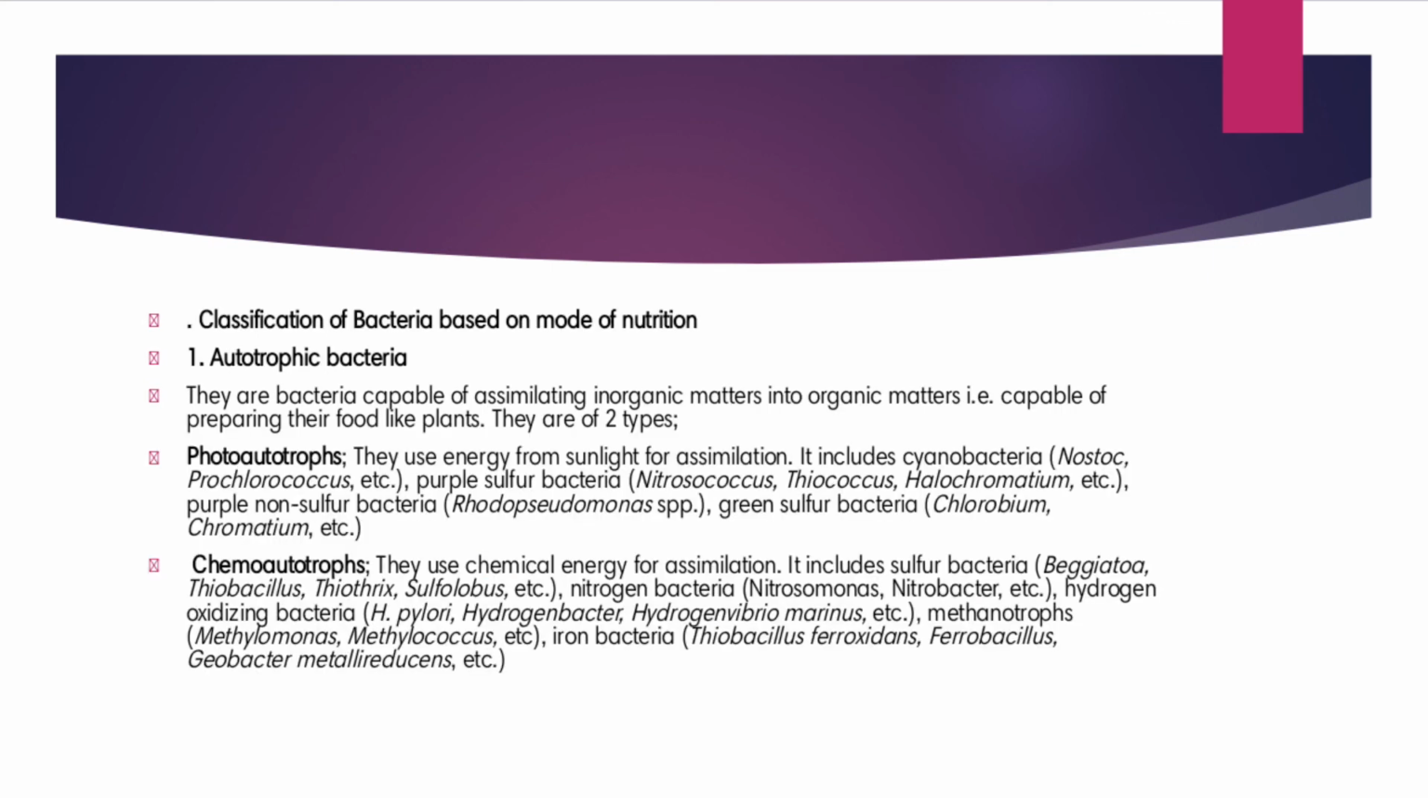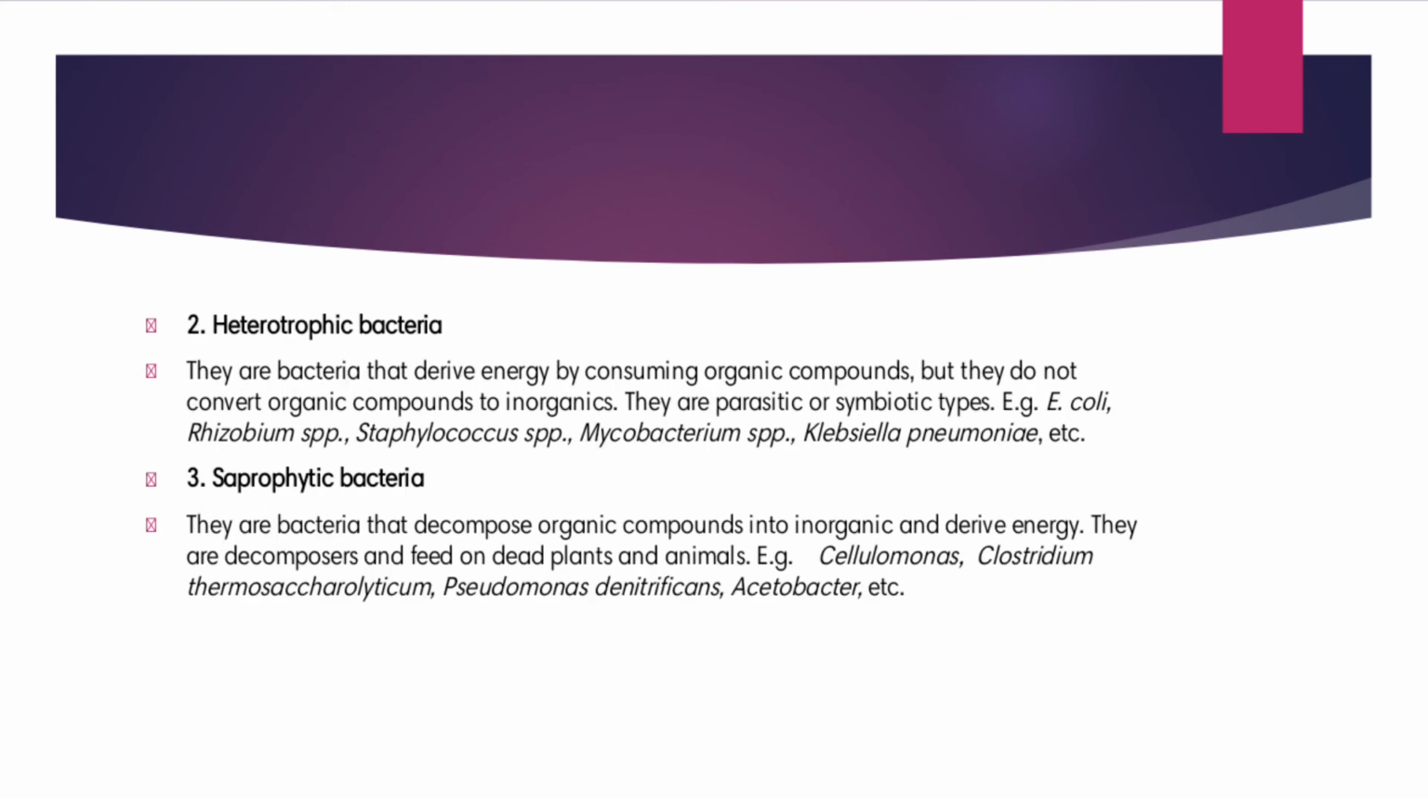Example: Nitrosomonas. Classification of the bacteria based on the mode of nutrition. Autotrophic bacteria are capable of assimilating inorganic matter into organic matter, preparing their own food like plants. They are of two types: photoautotrophs and chemoautotrophs. Photoautotrophs use energy from sunlight for assimilation. They include cyanobacteria, purple sulfur bacteria, purple non-sulfur bacteria, and green sulfur bacteria. Chemoautotrophs use chemical energy for assimilation. They include sulfur bacteria, nitrogen bacteria, hydrogen oxidizing bacteria, and methanogenic bacteria.